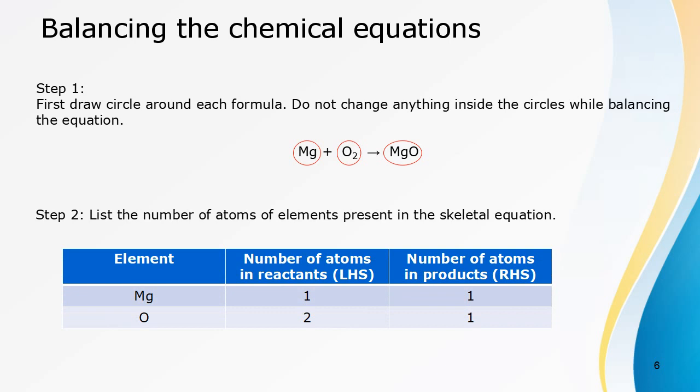Now let us learn how to balance the chemical equations. First of all, draw circles around each formula and do not change anything inside the circle while balancing the equation. Then list the number of atoms of each element present in the skeletal equation. Here magnesium has 1 atom in LHS and RHS both, while oxygen has 2 atoms in LHS while 1 atom in RHS.